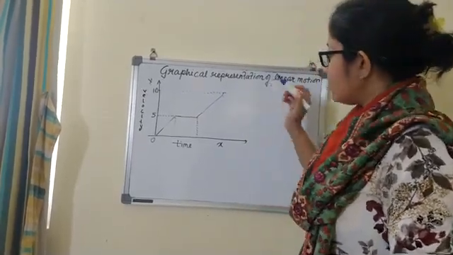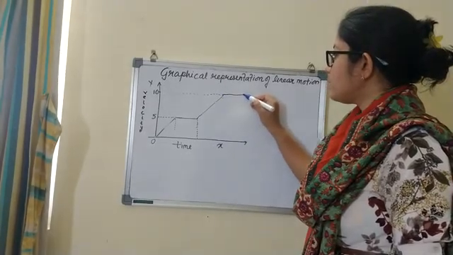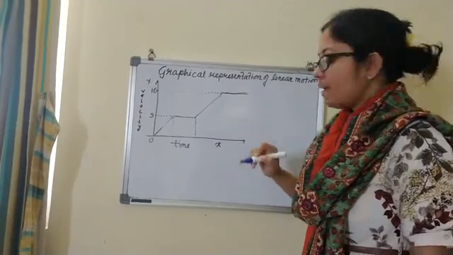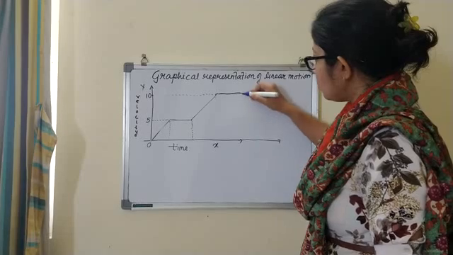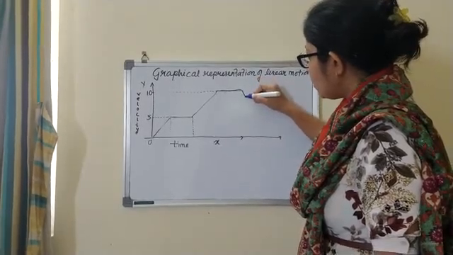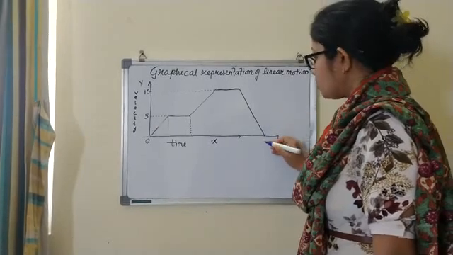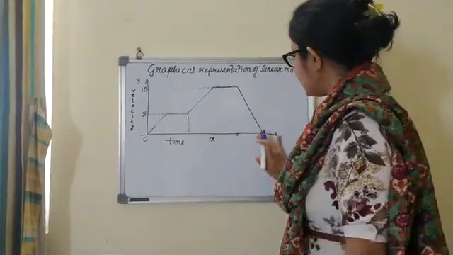Then again, what did I say? Two friends are traveling together at the same speed for some time. And finally they reach school. So they slow down and then finally they stop. So what will be the speed now? The speed here is 0.